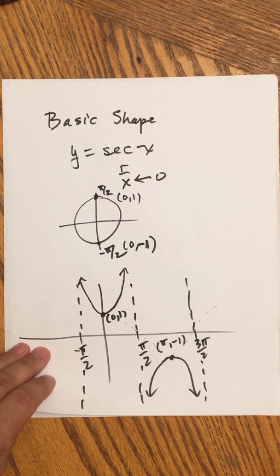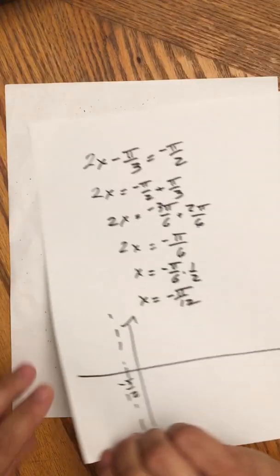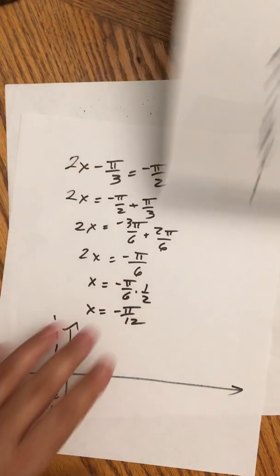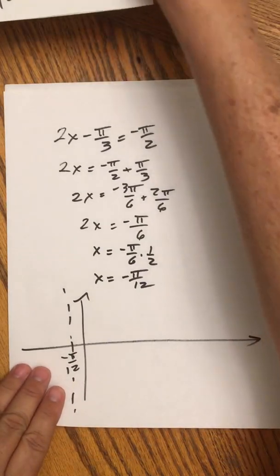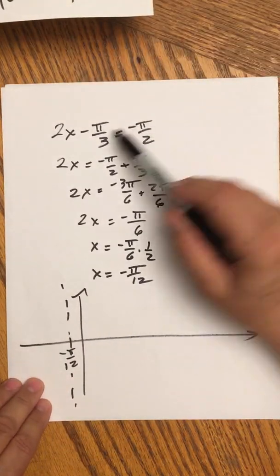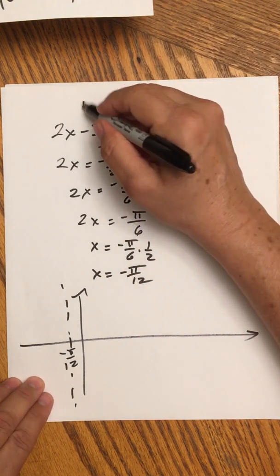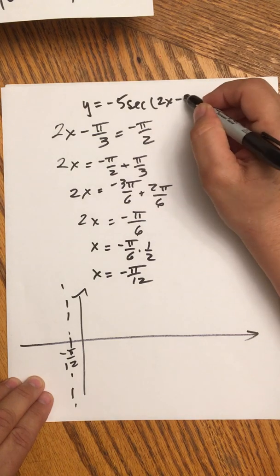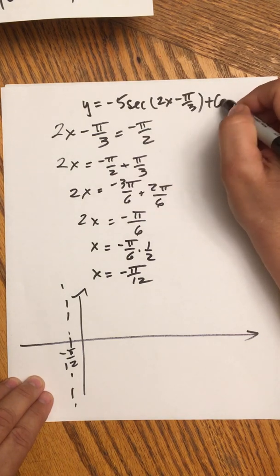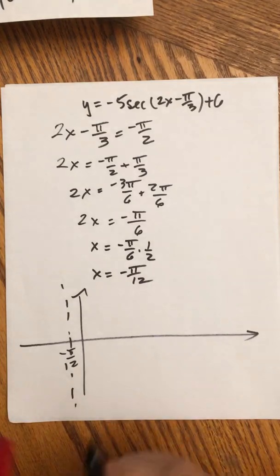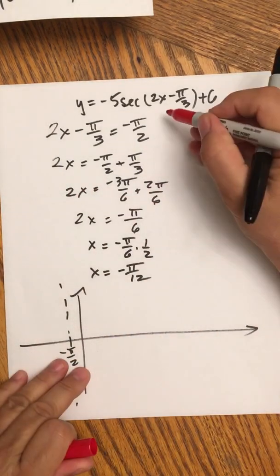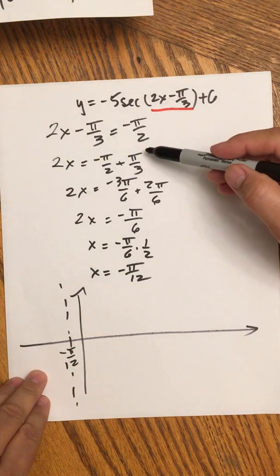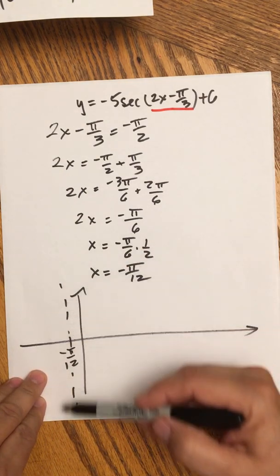So you might say to yourself, that's good enough for me. I don't really need a lot of precision. So since I know the asymptotes occur at negative pi over 2 and pi over 2, that's where I might start. And I might say, okay, given y equals -5 secant of 2x minus pi over 3 plus 6, where is the asymptote? So I'm going to put 2x minus pi over 3 and solve it for negative pi over 2, and I get negative pi over 12. So there's my first asymptote.